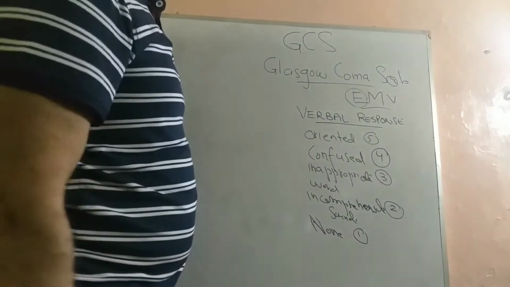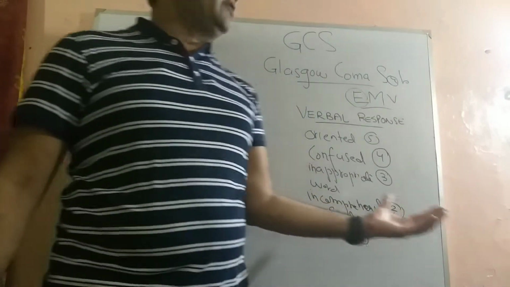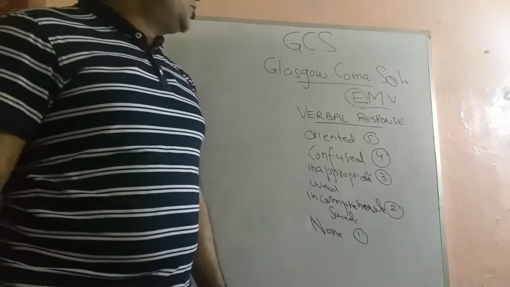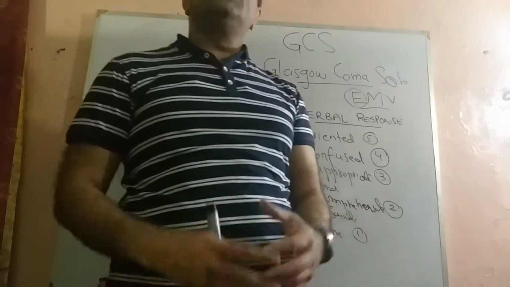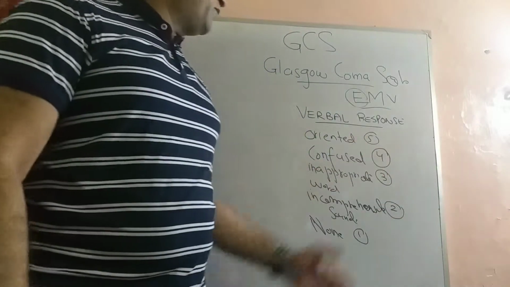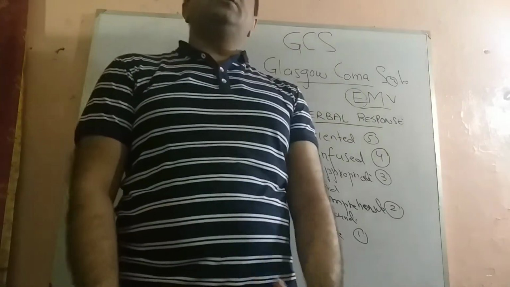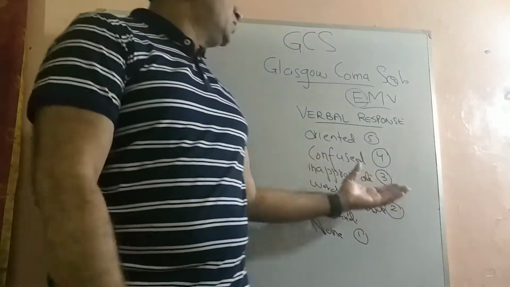So let's recap it. The verbal response: if the patient is oriented in time, place, and person, he or she is given 5 marks. If the patient is confused, doing confused conversation, you give 4 marks. If the patient is having inappropriate conversation or words, you give 3 marks.